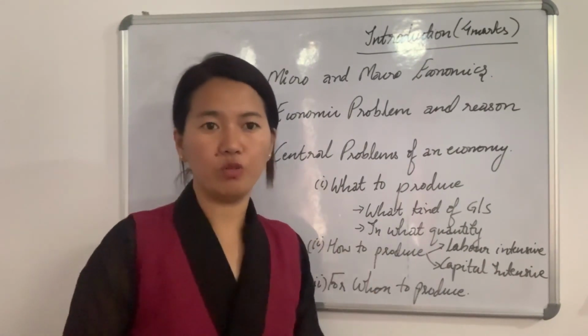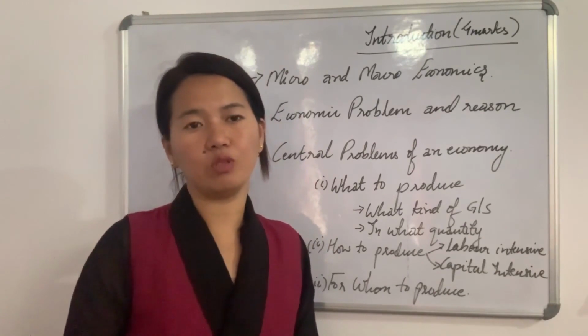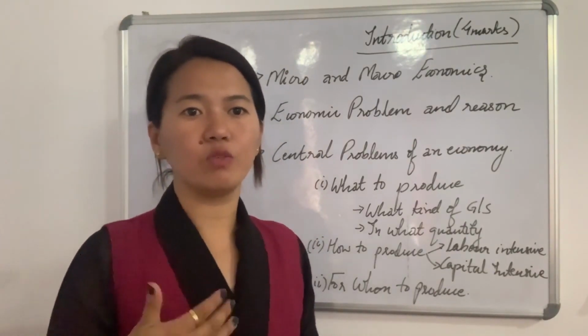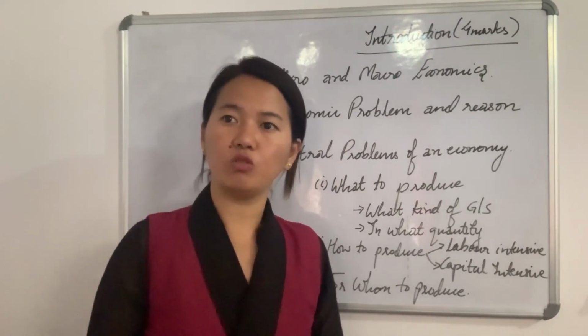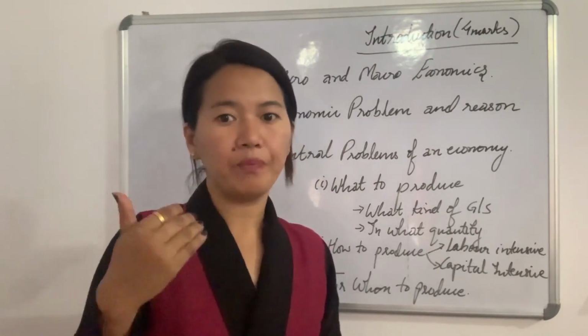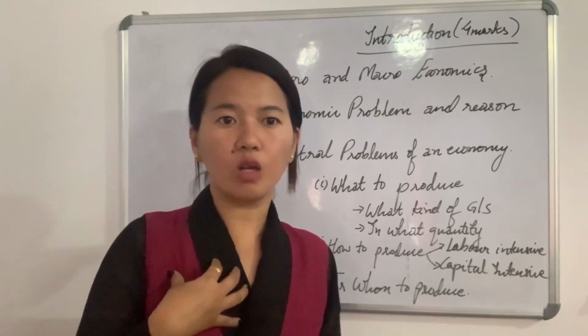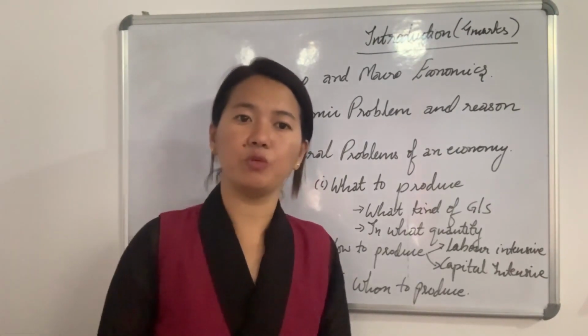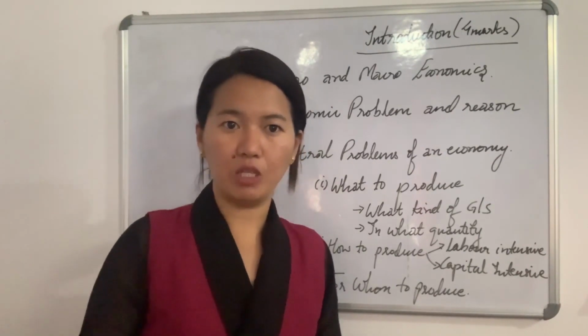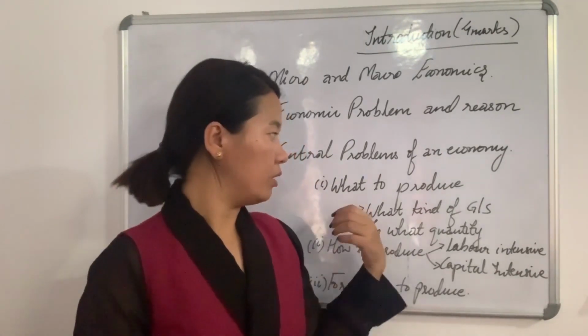The first one is what to produce. It means that the producer has to take a decision about what kind of goods and services he needs to produce. For example, whether he wants to produce consumer goods like rice, milk, cloth, cars, shoes, etc., or whether he would like to produce capital goods like machines and tractors.